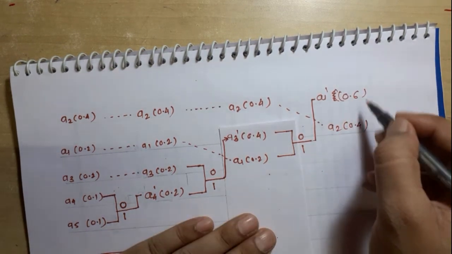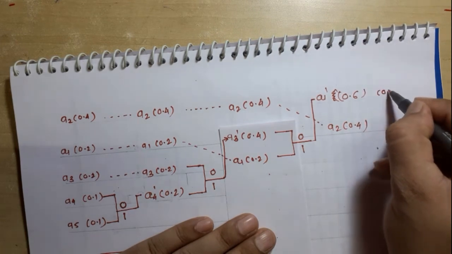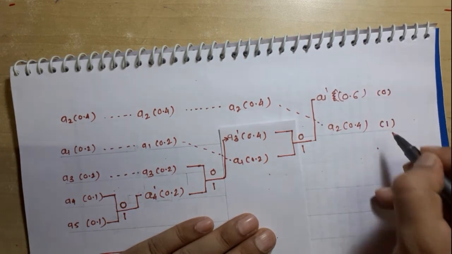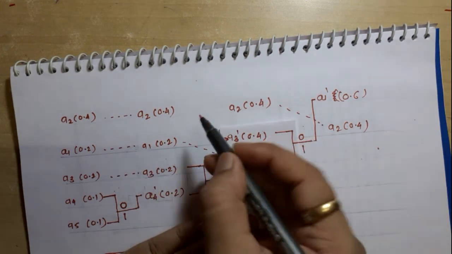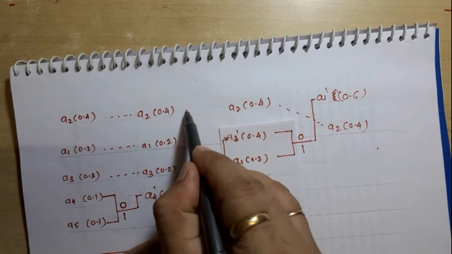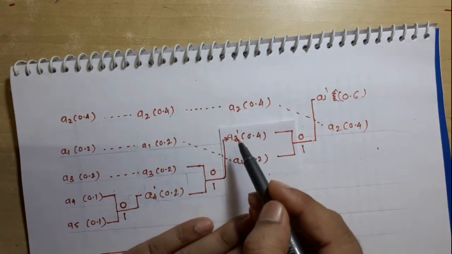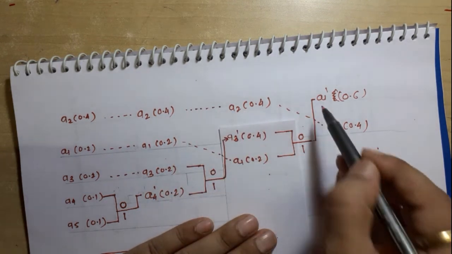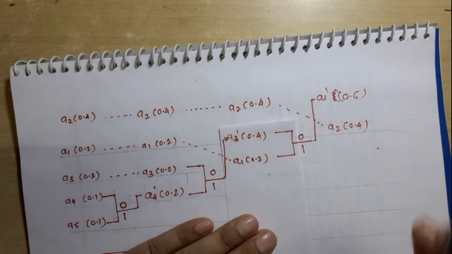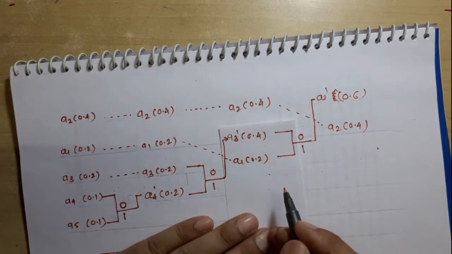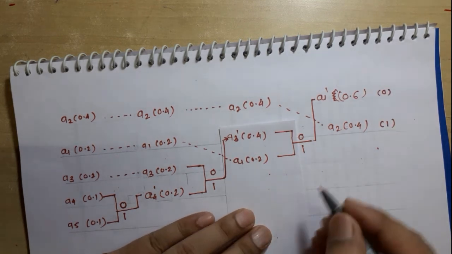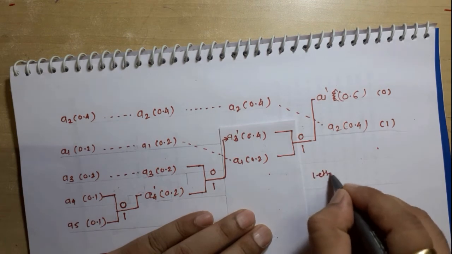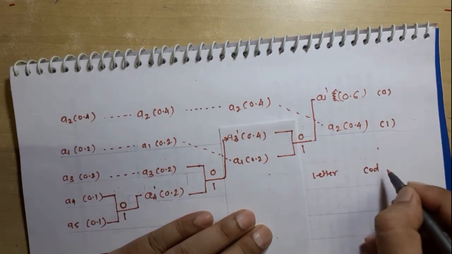Here also we give the codes: the upper one is 0 and the lower one is 1, the way we have given before. Right, so now the coding tree is ready, and the root is like this. Now we need to find the codes for the given diagram. So here we write the letters and their code words.